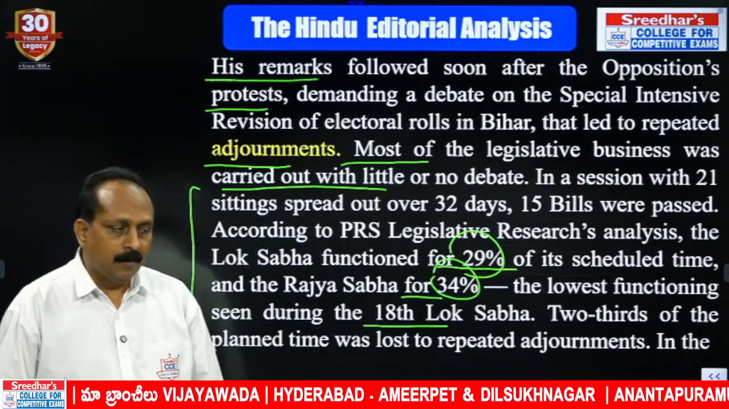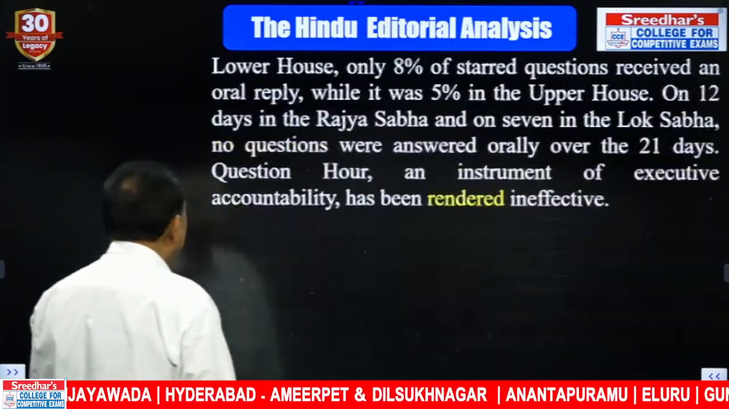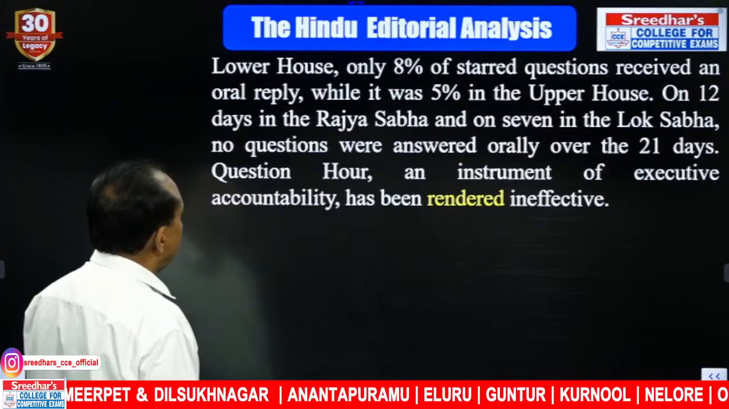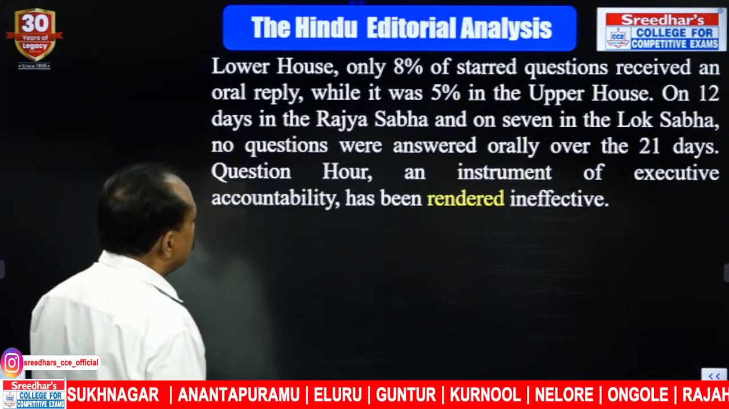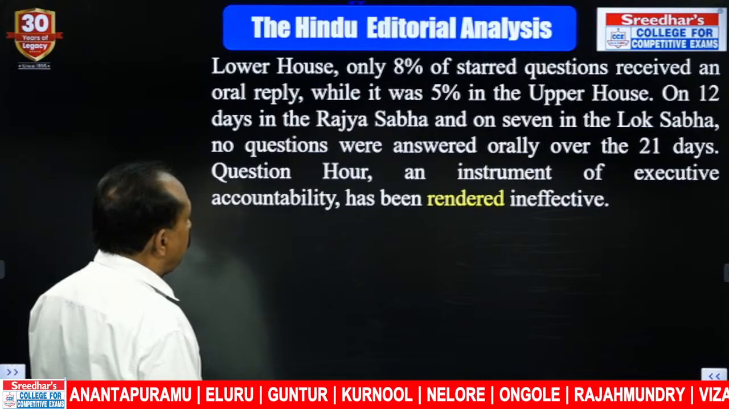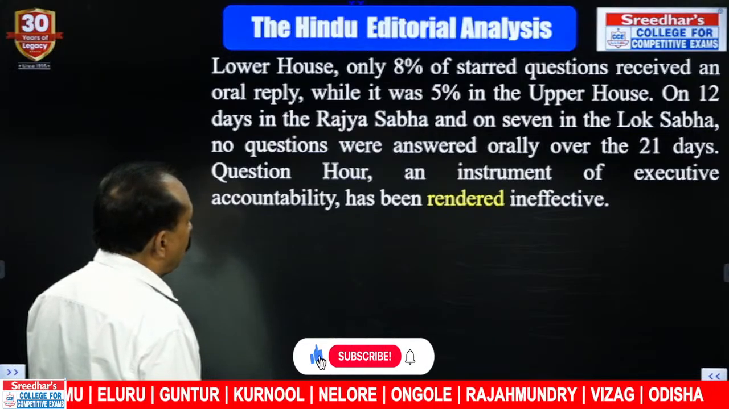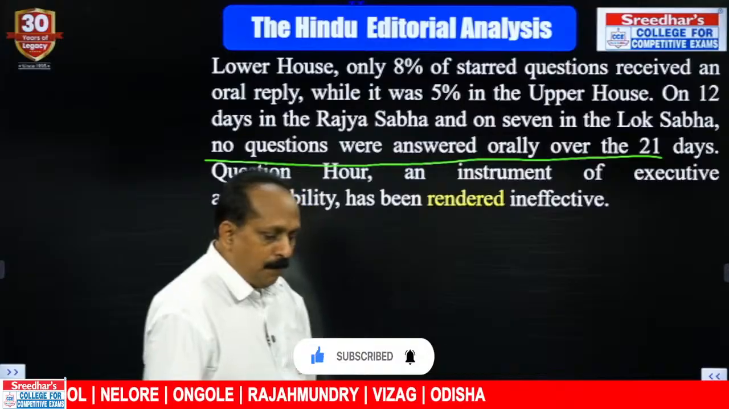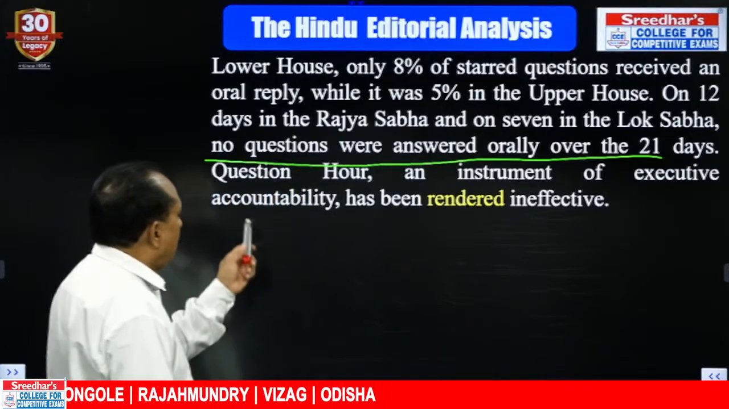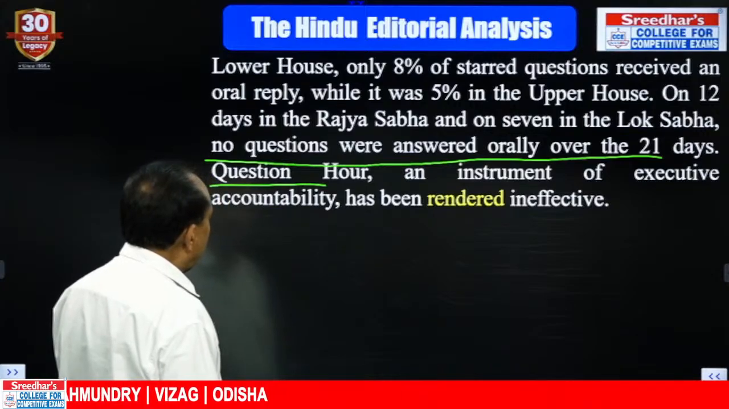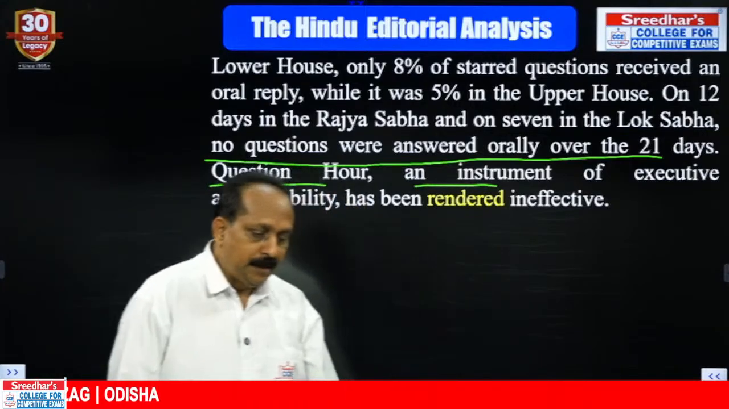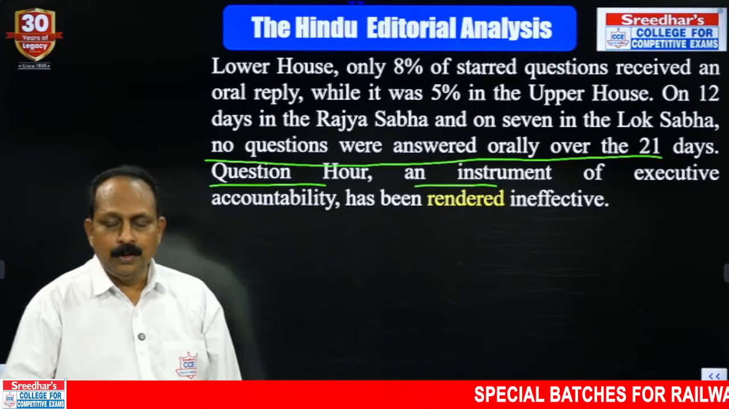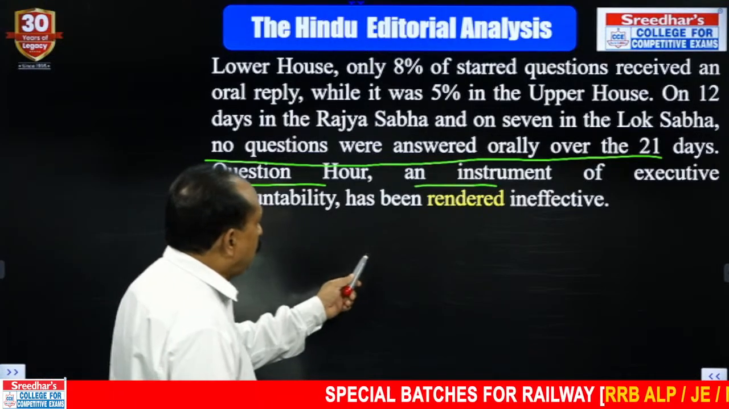Because of repeated adjournments. In the lower house, only 8% of starred questions received an oral reply, while it was 5% in the upper house. So Lok Sabha 8%, Rajya Sabha 5%. On 12 days in the Rajya Sabha and on 7 in the Lok Sabha, no questions were answered orally over the 21 days. Question hour, a tool of executive accountability, has been rendered ineffective. You're accountable means you're answerable; when you do something, you should be able to justify it.